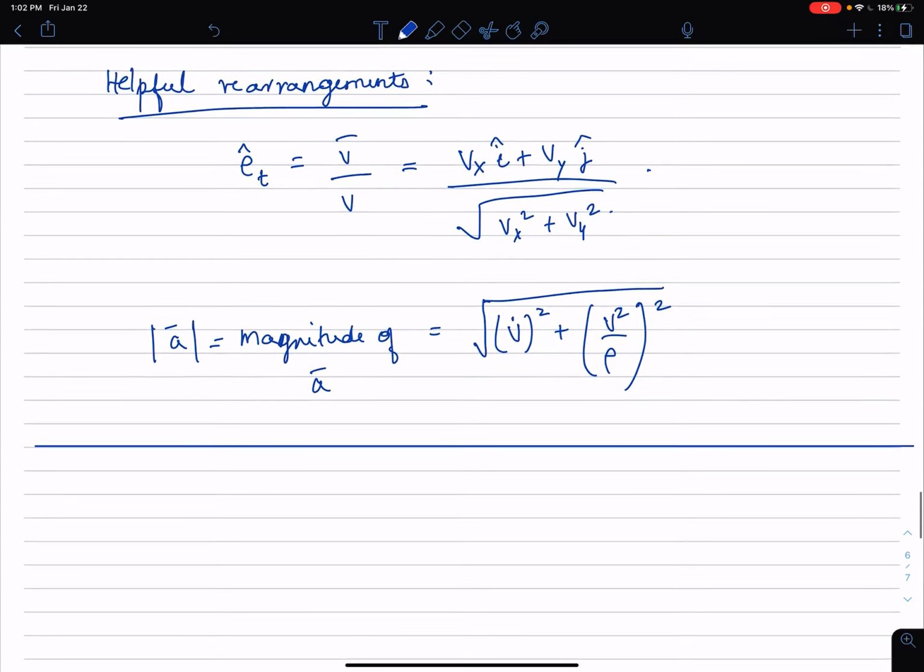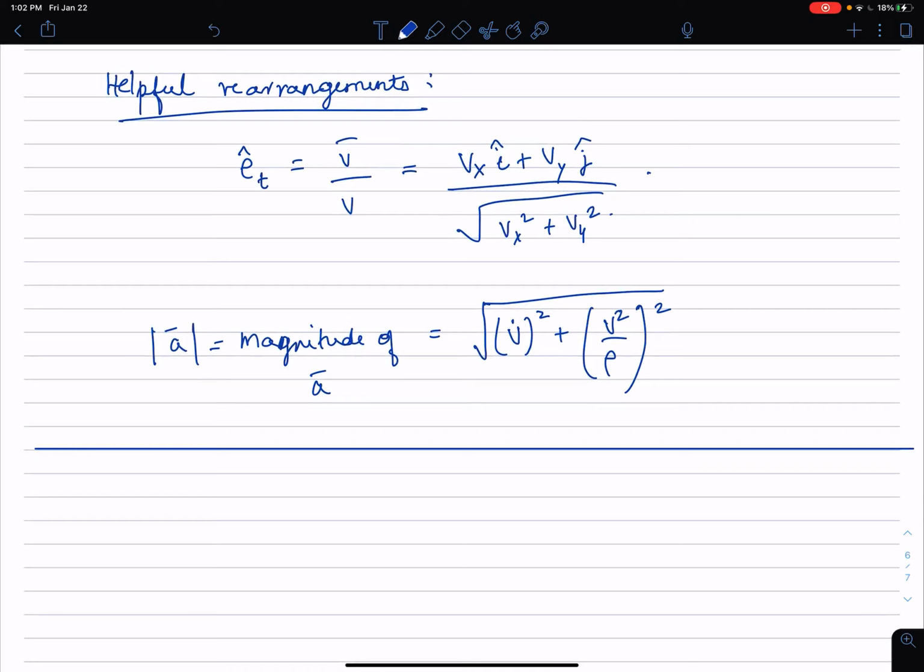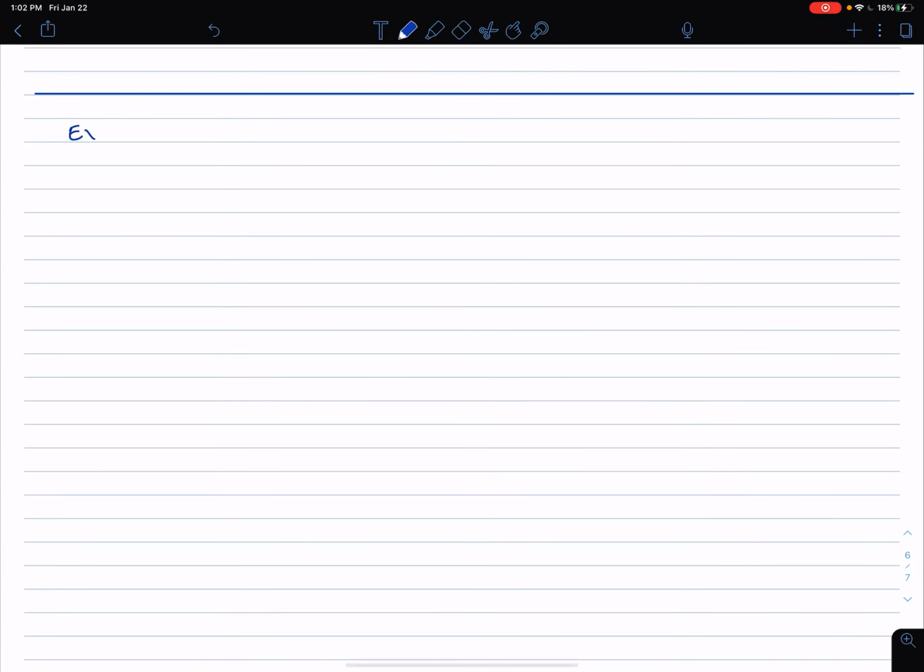So let's do a few examples involving tangential normal coordinates as well as polar coordinates. So the first problem is using tangential normal coordinates. So let's say a particle is moving in some curve along a curved path, not necessarily a circle. And then the following things are given. I'm not going to write full sentences, but I'm just going to say what's given.